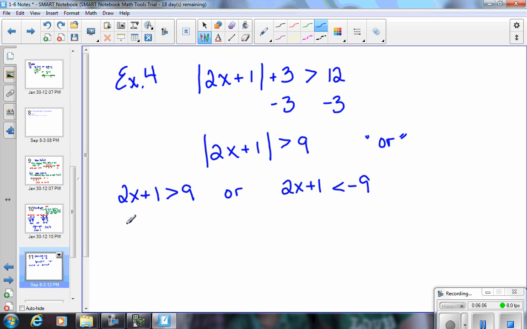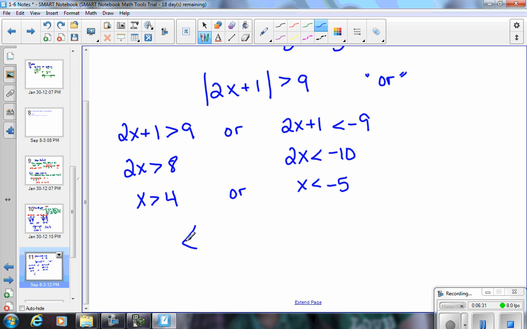So we have subtracting 1 from both sides gives me 2x is greater than 8. Dividing both sides by 2 gives me x is greater than 4. Subtracting 1 on both sides gives me 2x is less than negative 10. Dividing by 2 gives me x is less than negative 5. Don't forget the or. So now when I put this on a number line, negative 5, negative numbers on the left, positive on the right, I have less than negative 5 or greater than 4.